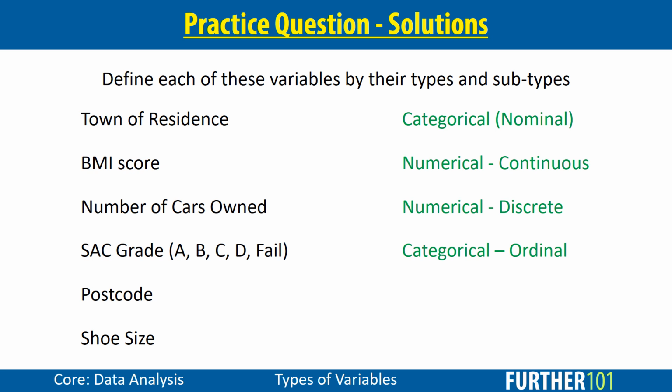Like the town of residence variable from earlier, there is no right way to order the postcodes that can be inherently determined from the postcodes themselves. We can put these in any order we like without too much fuss. So this would be a categorical nominal variable, or just categorical.